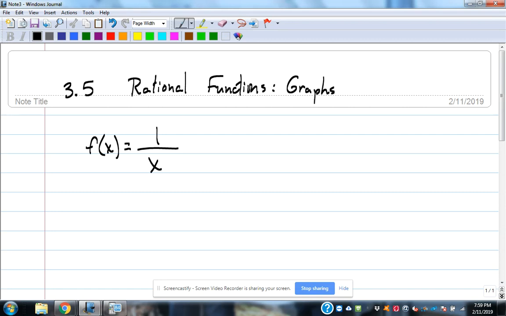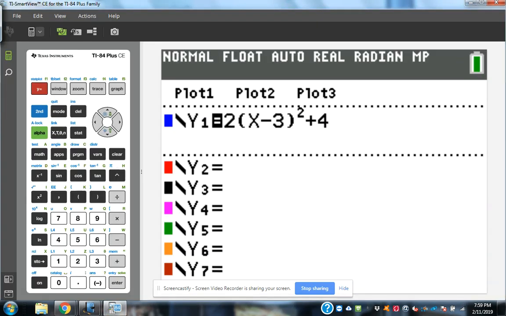I'm going to show you the graph of it on the graphing calculator. Really neat looking graph. It's just 1 divided by x.